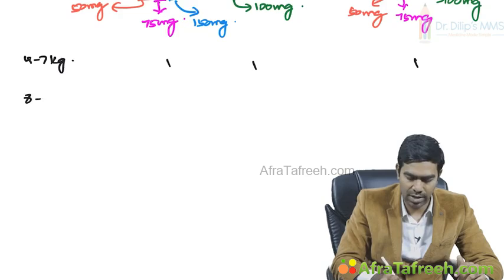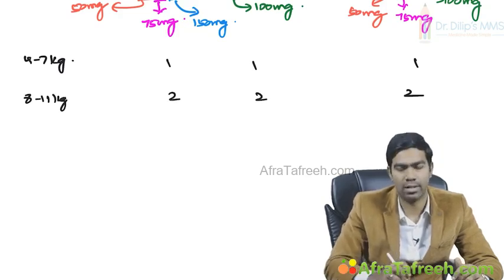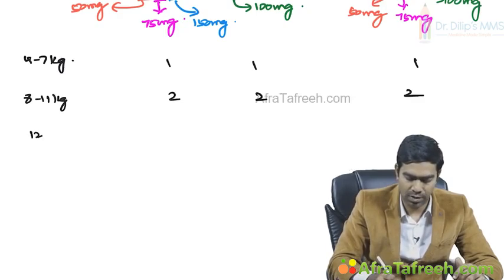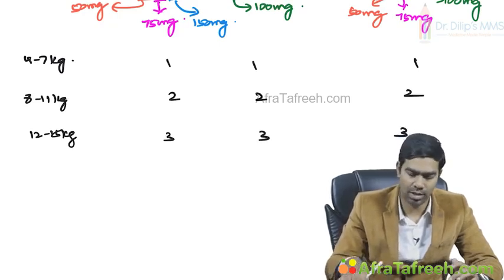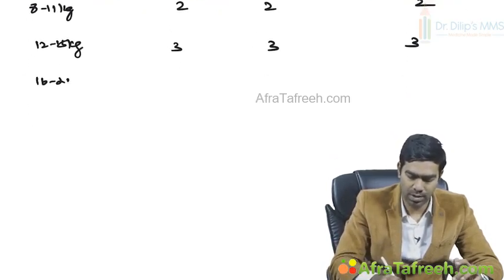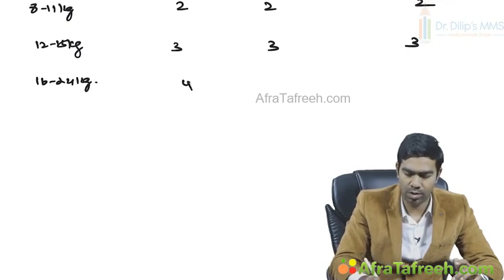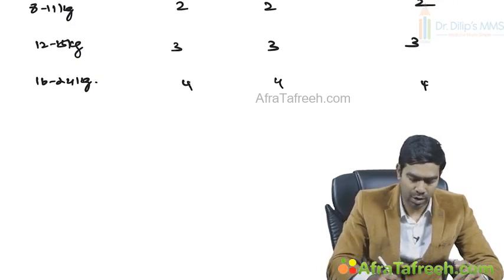If the child is 8 to 11 kilogram, you're going to use 2 tablets in all these categories. If the child is 12 to 15 kilogram in weight, you are going to use 3 tablets in all the categories during the intensive phase as well as the continuation phase. If the child is somewhere between 16 to 24 kilogram, you are going to use 4 tablets in each category. But it gets a little complicated from now on.